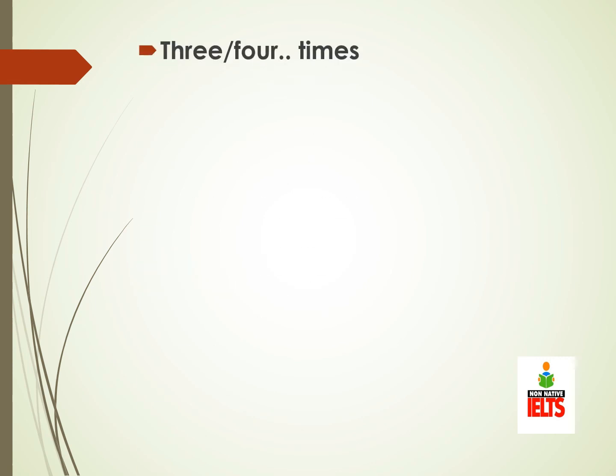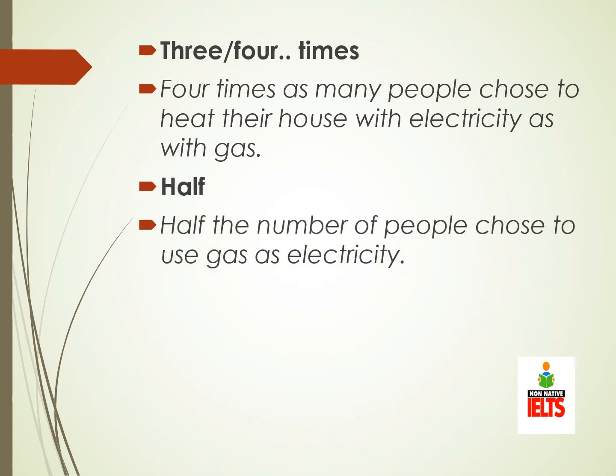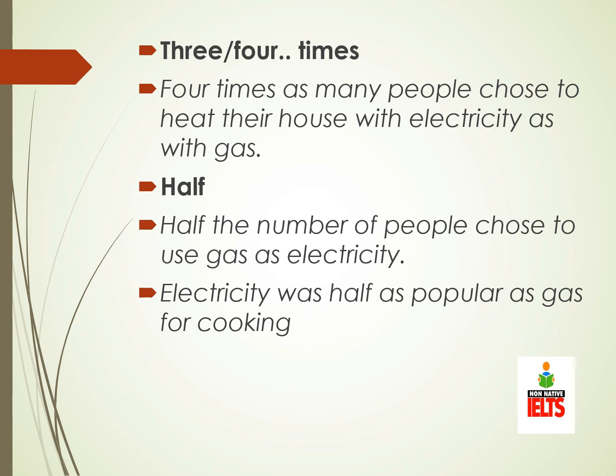Now let's see 4 times. 4 times as many people chose to heat their house with electricity as with gas. Half. Half the number of people chose to use gas as electricity. Electricity was half as popular as gas for cooking.